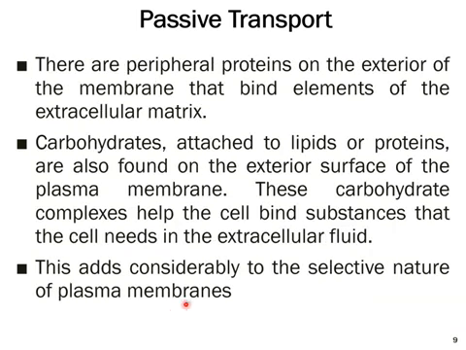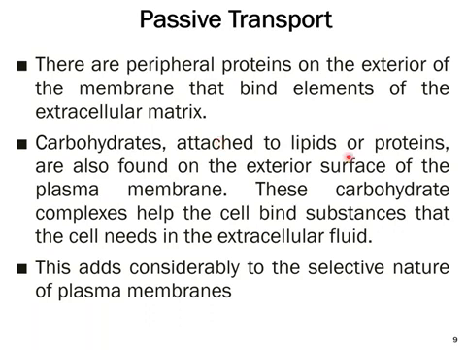There are peripheral proteins on the exterior of the membrane that bind elements of the extracellular matrix. So you can see that the membrane is asymmetric because on the inside the structure is different and outside it is different. The proteins on the outside bind the elements of the extracellular matrix, which keep the cell in place when cells are joined together to form tissues. So these proteins bind the cell to the outside world.